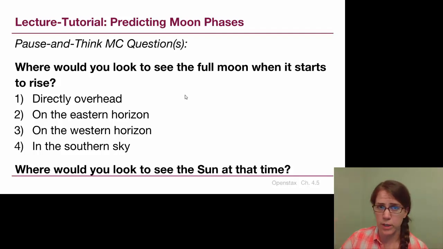So make sure that if we got stuck on that one or we didn't know what to do, that we keep in mind the bigger picture. Stuff is rising and setting simply because the Earth is rotating. But the more important question then is, where would we look to see the sun at that time? So same 4 options. So pause the video and think through that one. Where is the sun when the full moon is rising?